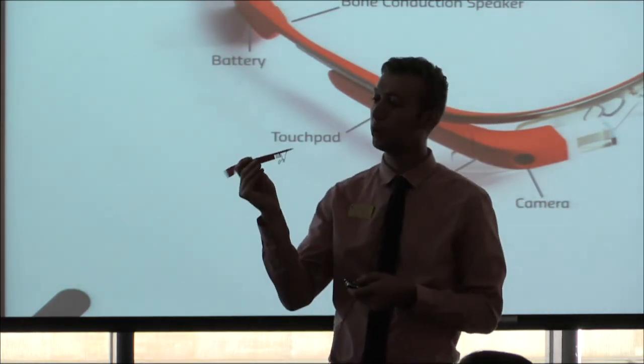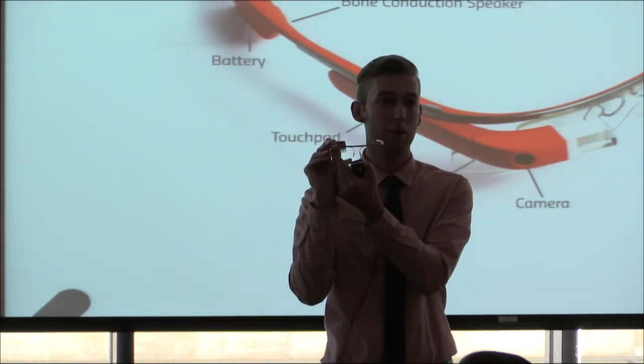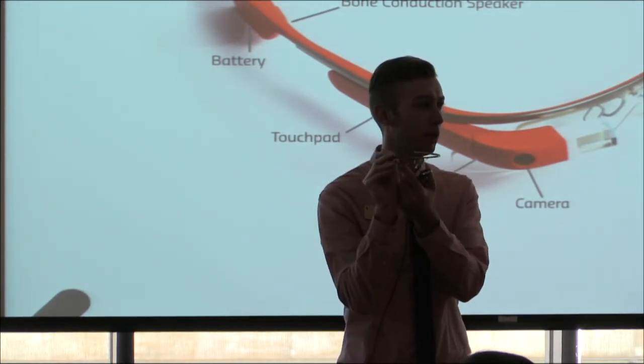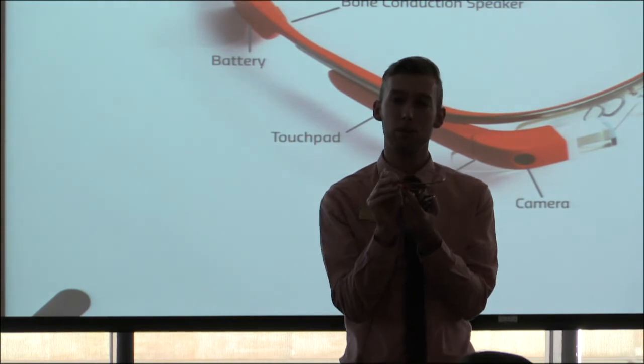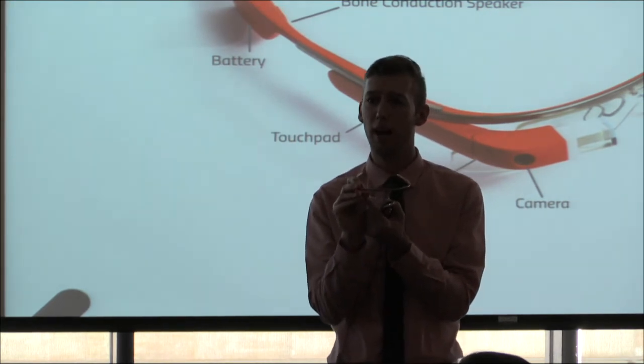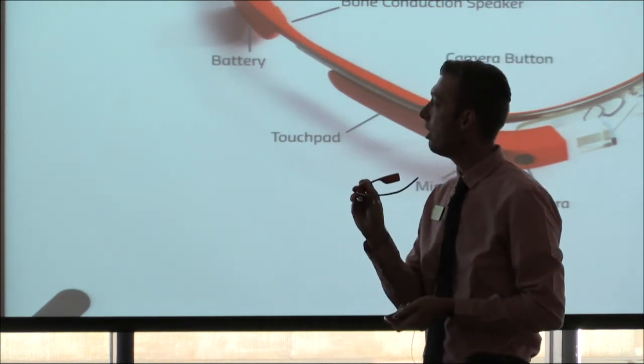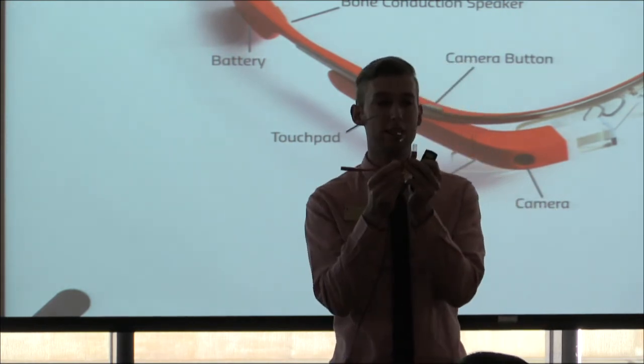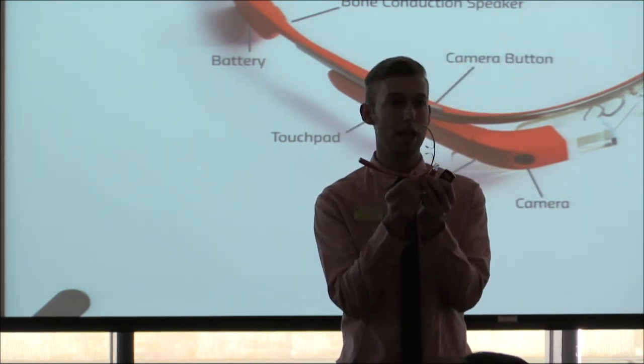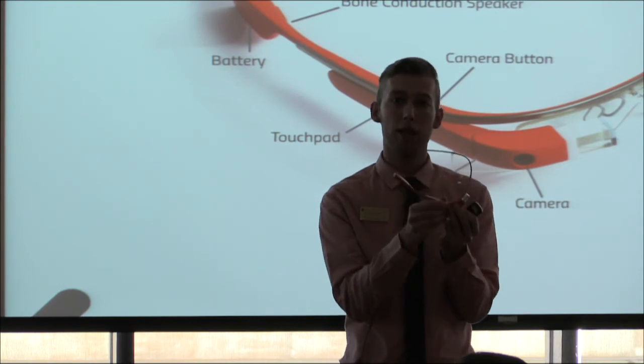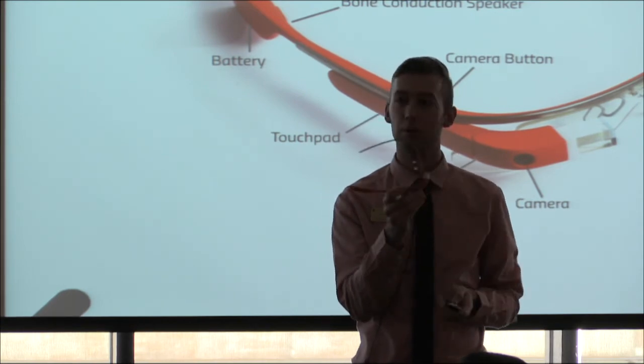And then of course, one of the most controversial features of Glass is the camera in the front. It takes about 5 megapixel pictures and is capable of recording video at 720p, so pretty high quality video. And then of course, one of the few buttons on the device is the camera button, which allows you to quickly take pictures. If you hold the camera button down, you can also go into video mode.